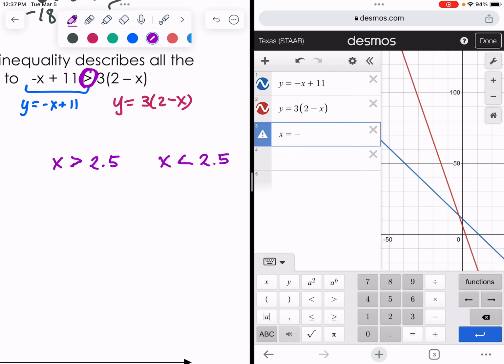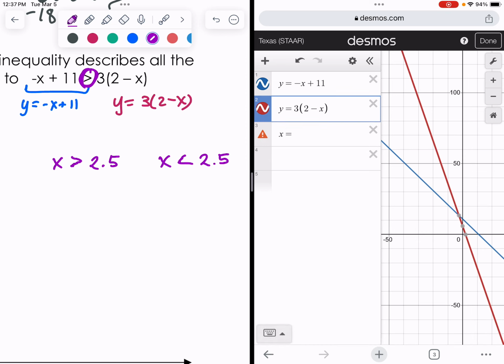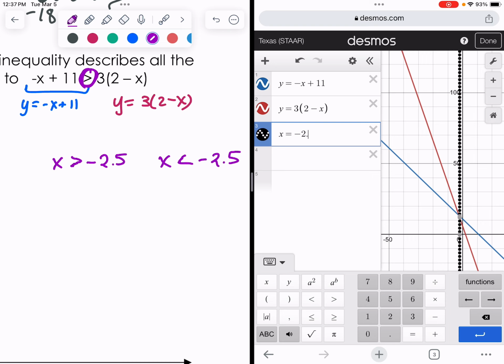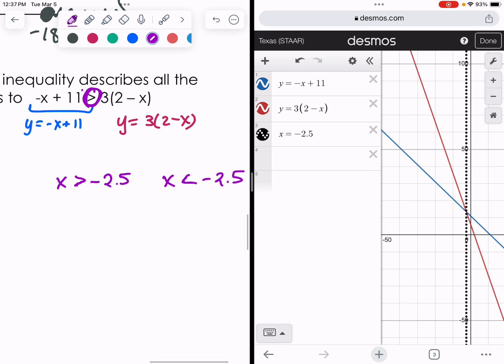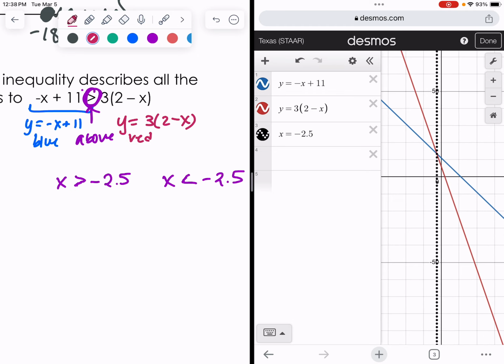And so I'm going to go ahead and type in x equals, is it negative? I keep forgetting the negative. Don't do that. So negative 2.5. And so if we're guessing, we know there's going to be a negative 2.5 in the answer. And so I'm going to go ahead and graph that negative 2.5. And then looking at this inequality, this is a greater than sign. So I want to know where blue is above red.